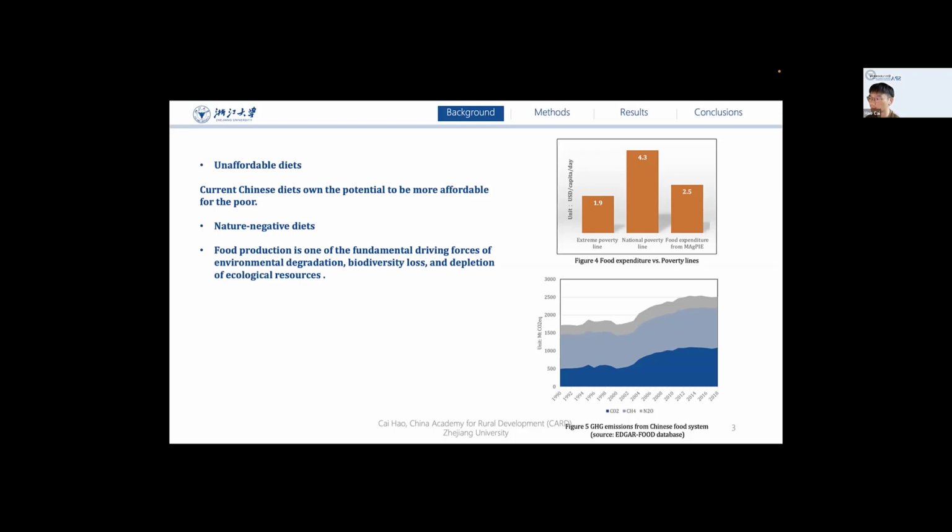Furthermore, food production is leading to many environmental issues in China. For instance, the total GHG emissions from the Chinese food system grew to more than 2,500 million tons CO2 equivalent in 2018, accounting for more than 18% of overall GHG emissions of China, and this share may continue to increase. So in this research, we explore a dietary transformation in China to improve the performance of Chinese diets from health, economic, and environmental perspectives simultaneously.